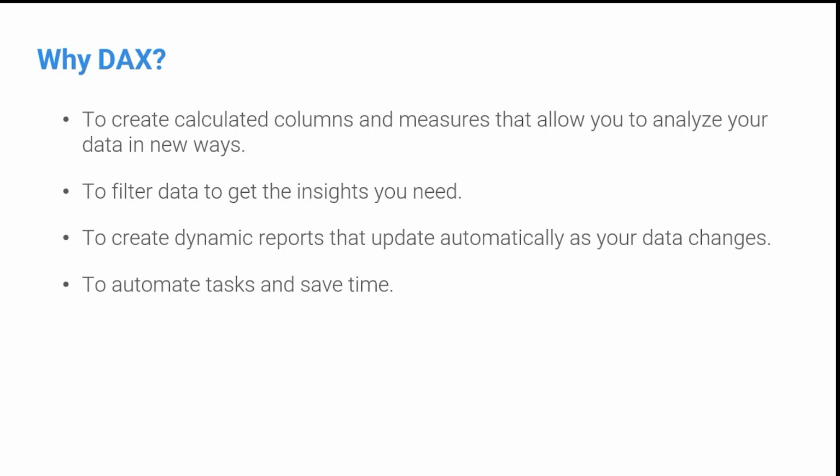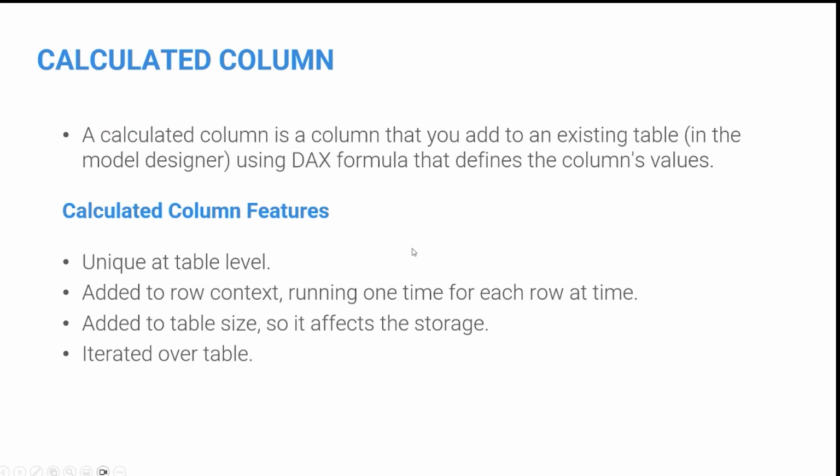So here we have two basic concepts: calculated columns and calculated measures. A calculated column is a column you can add into the data model, or into a table, using code and a DAX formula. The added column is iterated over each record in a table, and it is unique by table name. But at the same time, it is added to the table, so it consumes some storage. If you have more and more calculated columns, it will affect the storage.